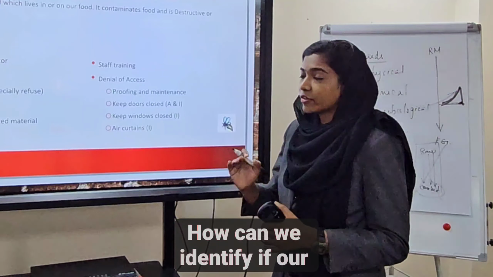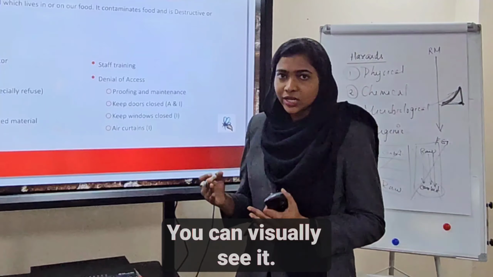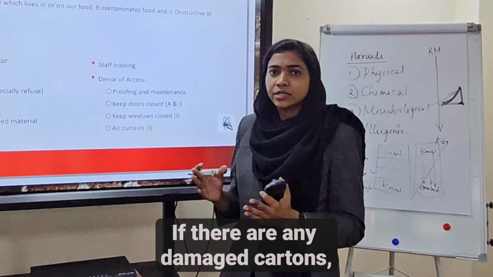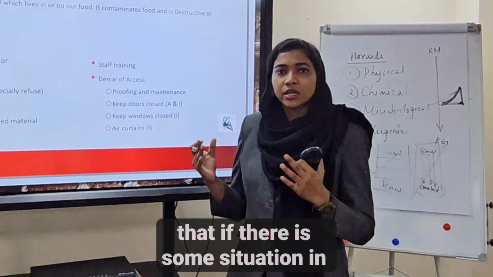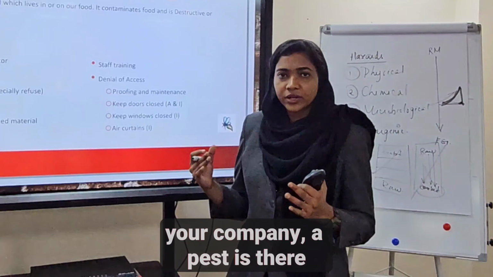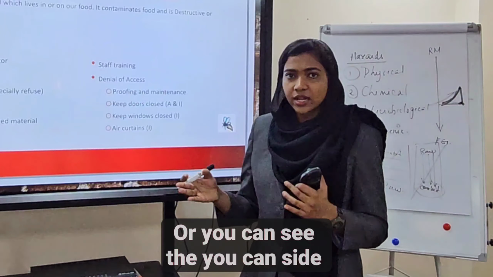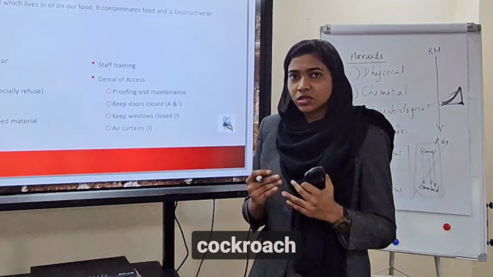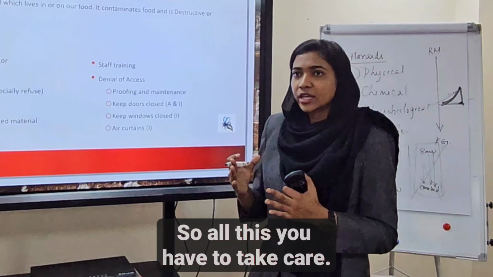How can we identify if our company is harboring some pest? You can visually see it. If there are any damaged cartons, damaged food, or damaged packaging, you have to find out whether there is a pest situation in your company, and you have to eradicate it. Or you can spot the pest itself, like a cockroach or rat, or you can see the droppings. So all this you have to take care of.